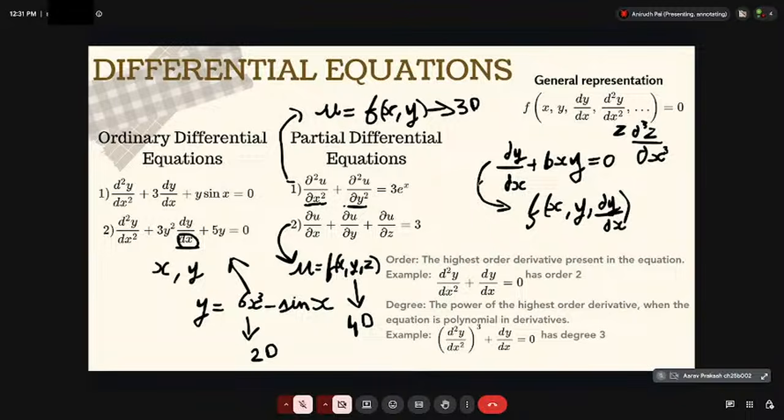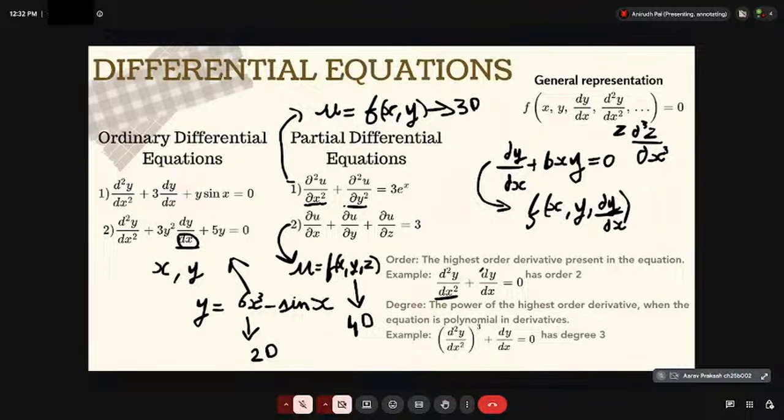Now, there are some terms related to this. I think Project might have explained in recurrences. It's pretty similar. So in this case, there's something called the order, and there's something called the degree. So what is the order? As you can read it clearly, it's the highest order derivative present in the equation. So let's say over here itself, as you can see, d square y by dx square plus dy by dx. This is what? The second derivative, right? So second derivative means order 2. So the highest order is 2.